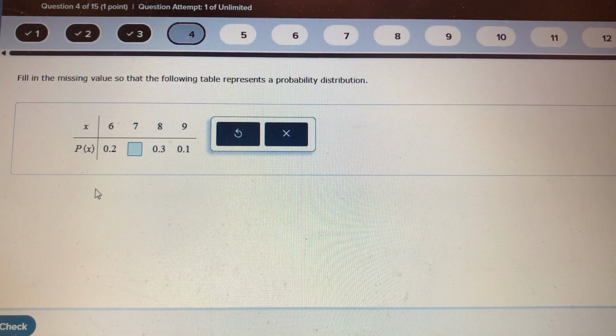Probabilities have to be between 0 and 1, no negatives, nothing bigger than 1, and none of them are. There's a 0.2, a 0.3, and a 0.1. And then the sum of all of them has to equal 1.